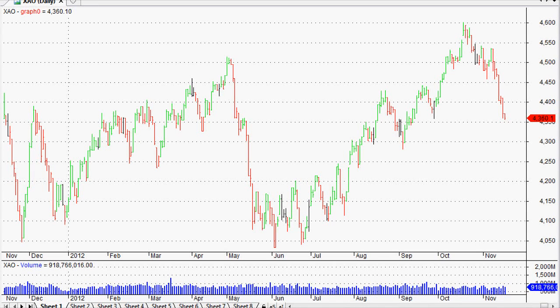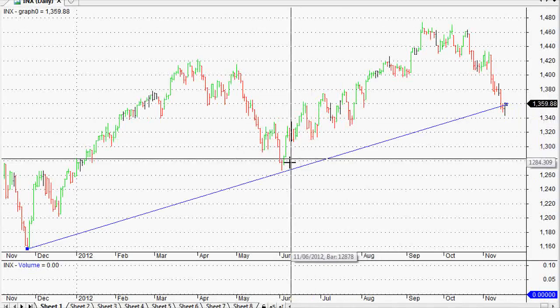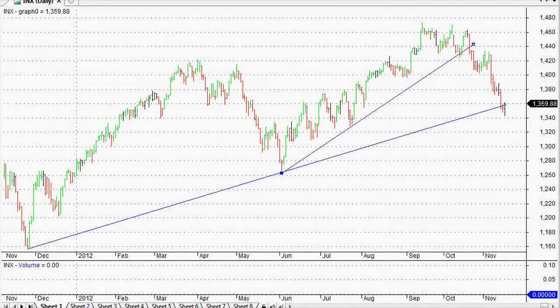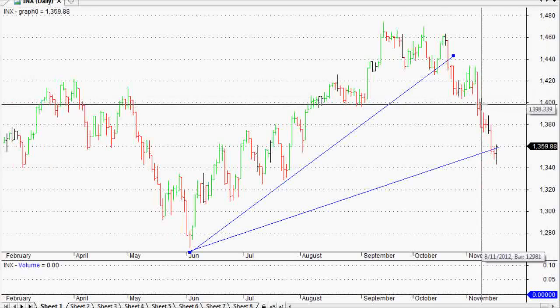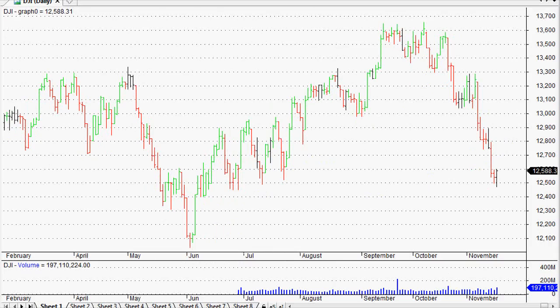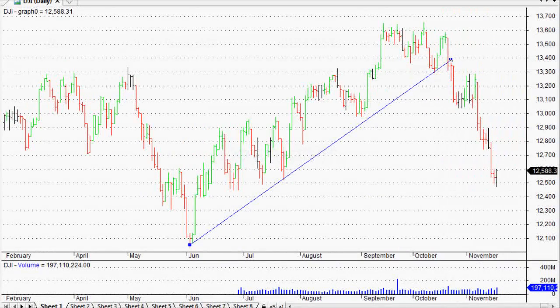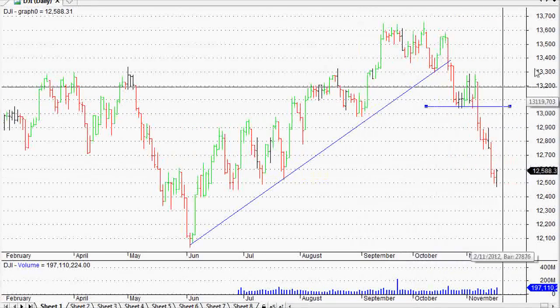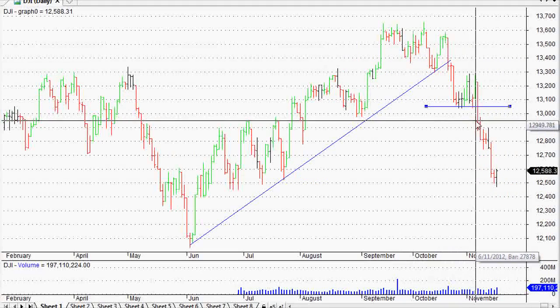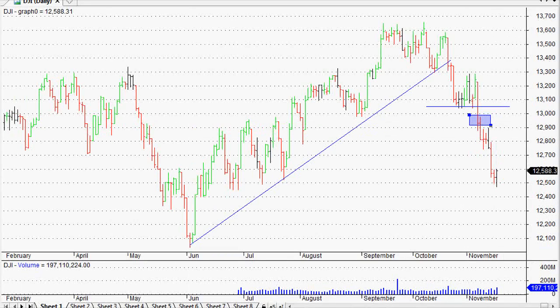We'll start with America, the S&P 500. Over the last couple of market watches, what we've been looking for is a close below 1400 on the S&P 500, or on the Dow Jones, below 13,000. So this is the Dow Jones here, and 13,000 was the level that I was looking for, right there. As you can see, it's really plummeted through that over the last couple of weeks, and when it did, it really continued down.